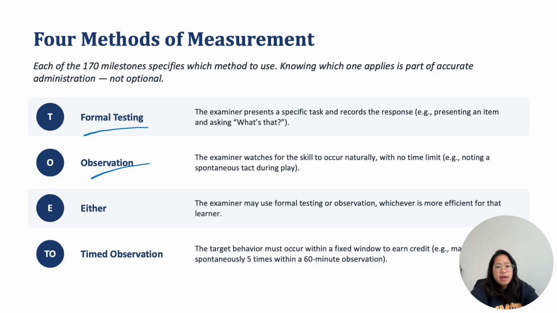Either, coded E, means you can use whichever is faster for the particular learner. And the last one is timed observation, coded TO, which means the behavior has to happen within a set window to count. Say, like manding 5 times spontaneously inside a 60-minute stretch.